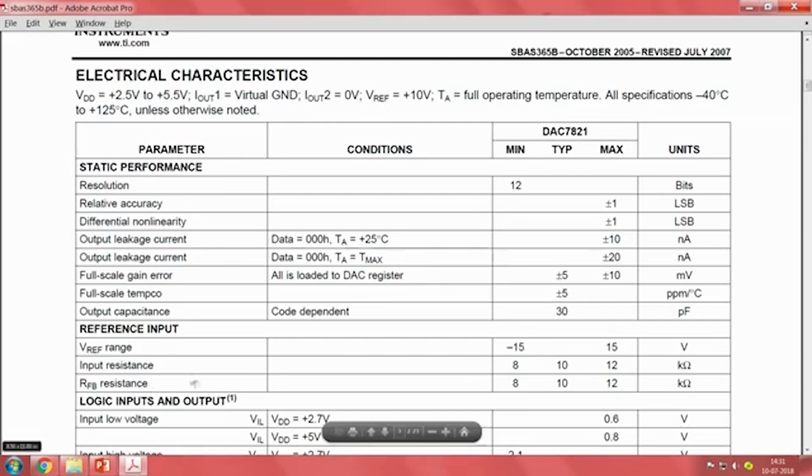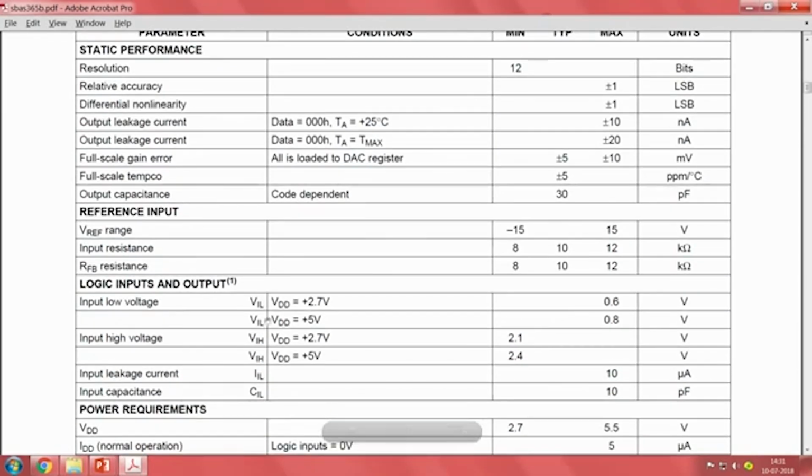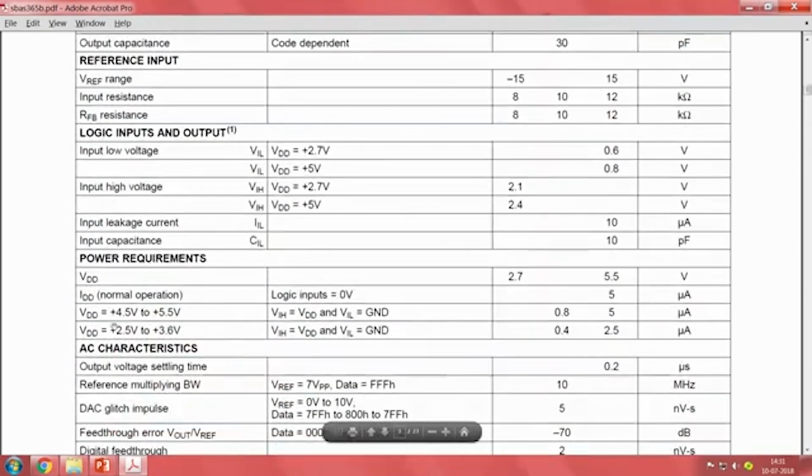Then input resistance, feedback resistance and all, you should just keep this in mind. Then, as I told, noise level things, logic inputs. What are the logic inputs, VIL, VIH, input high voltage, input low voltage. So, these are those voltages, input low, input high, okay. Input leakage current, power requirement. So, the VDD for the IC to operate is around 5 volt, typical operating voltage, okay.